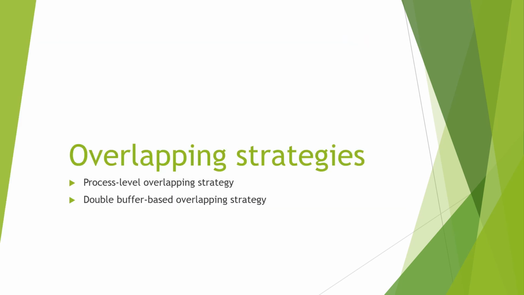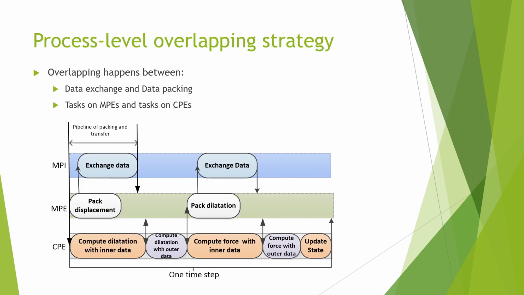When facing large-scale simulations, the communication cost will affect the performance. Overlapping strategies at 2 levels are proposed to reduce the cost of data transmission. The overlapping at process level can be divided into 2 parts. One is the overlapping between data packing on MP and data communication with MPI. When MP is packing data for a process, data for another process is transferred at the same time.